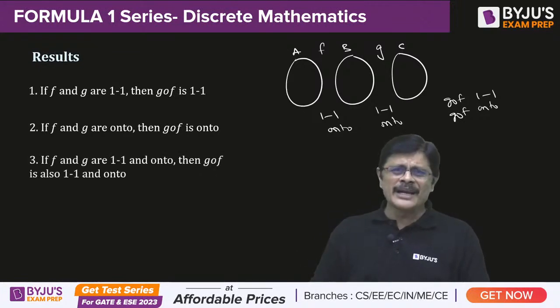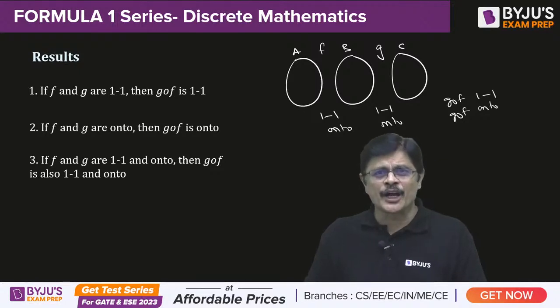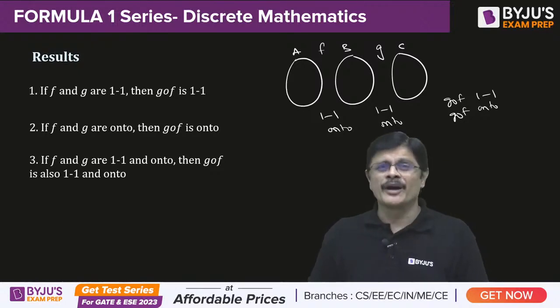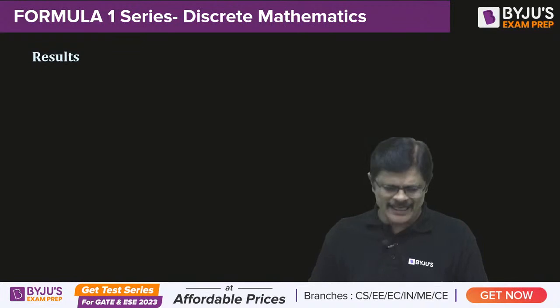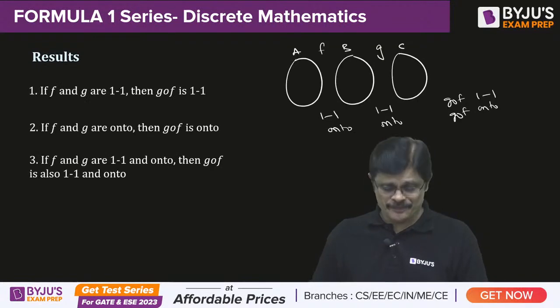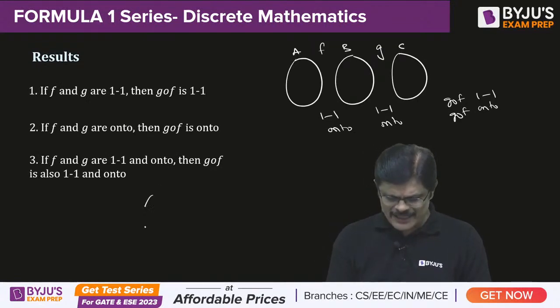So, combining these two, if F and G both are 1-1 and onto, then G circle F will be 1-1 and onto, my dear friends. But the reverse is not true. See, if you see this, I'll give you one example.